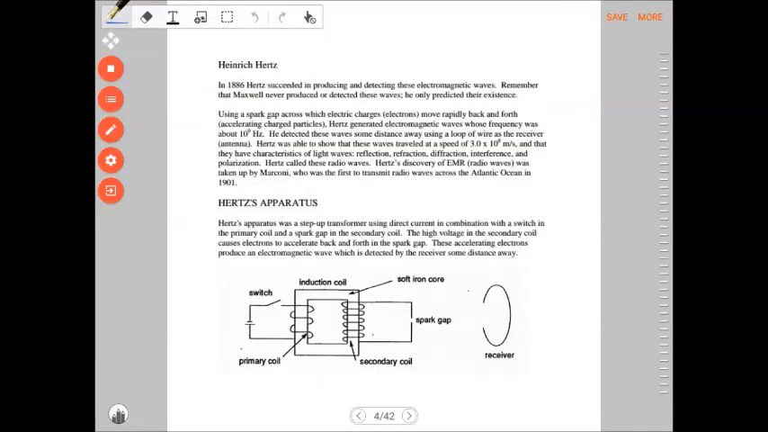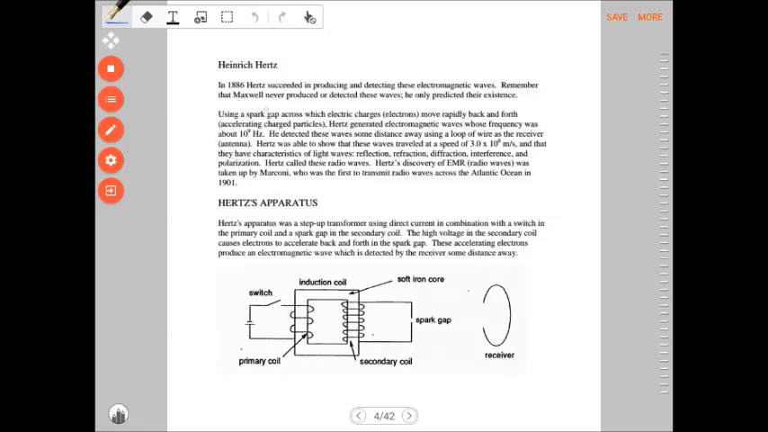Awesome. So let's talk about Heinrich Hertz. In 1886, Hertz succeeded in producing and detecting these electromagnetic waves. Remember, Maxwell never actually produced or detected these waves. Maxwell only predicted they existed.